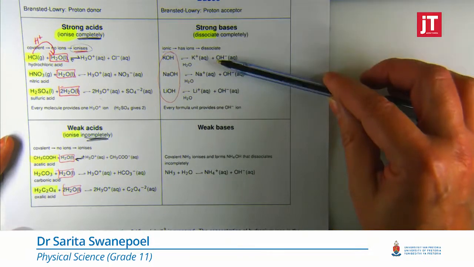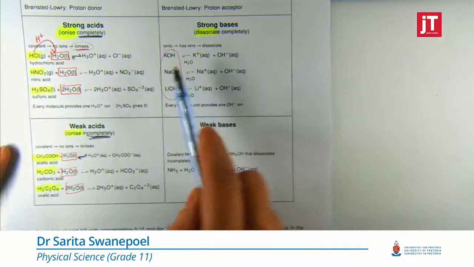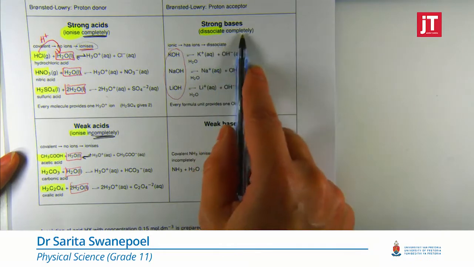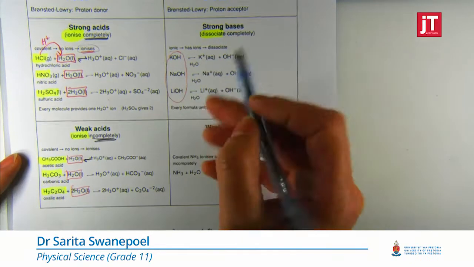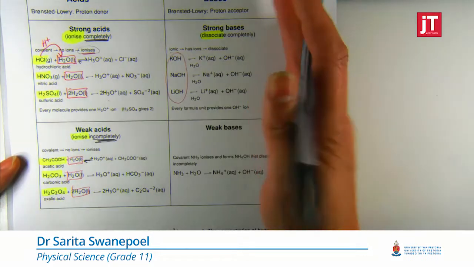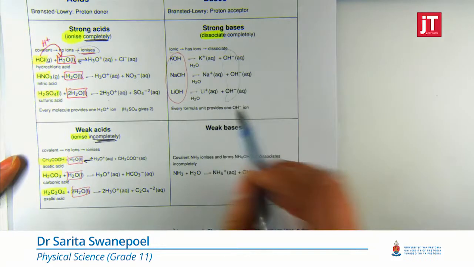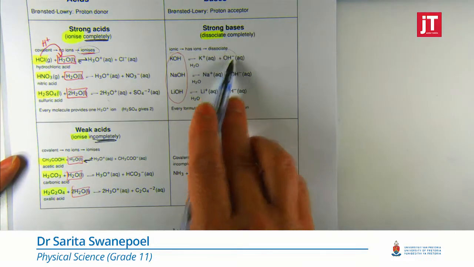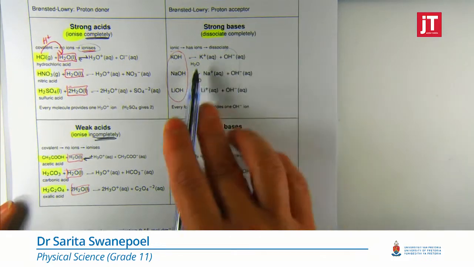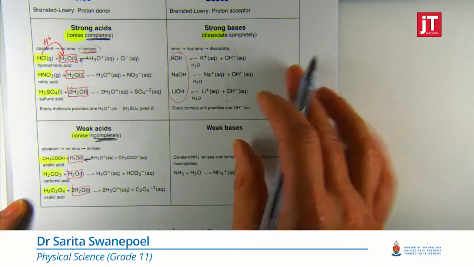When you look at the bases, now we looked at those bases, and they dissociated completely. What does it mean? Every single molecule that I put in there will react, and they produce OH minus, because the water gives off the H plus, right? Or rather, the OH just dissociates.